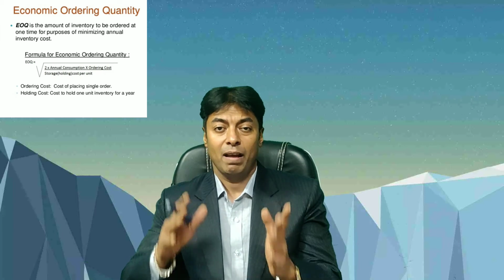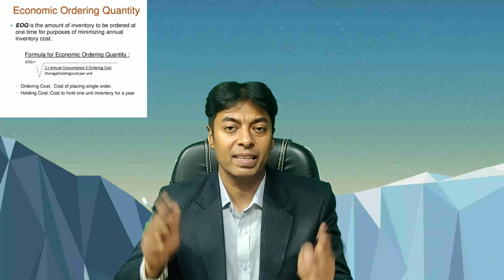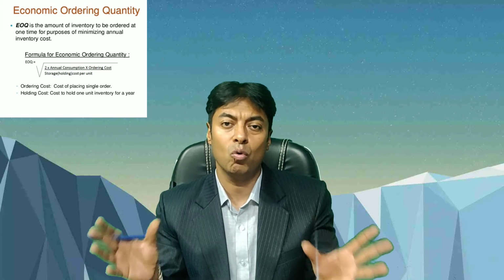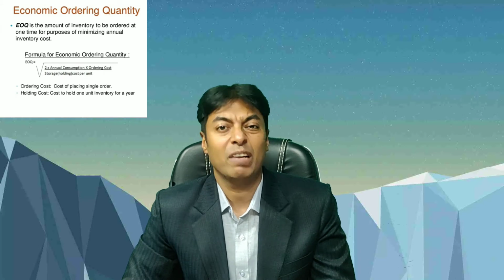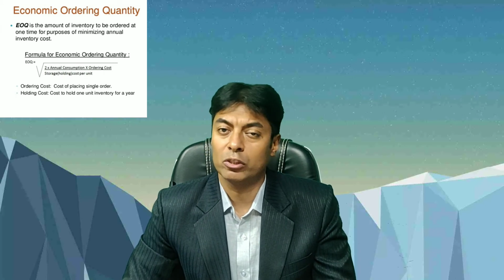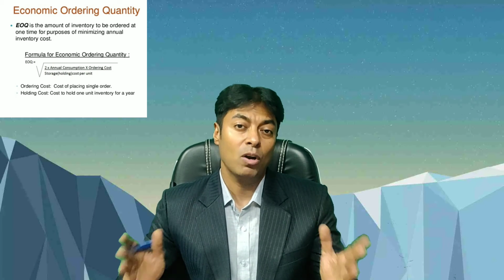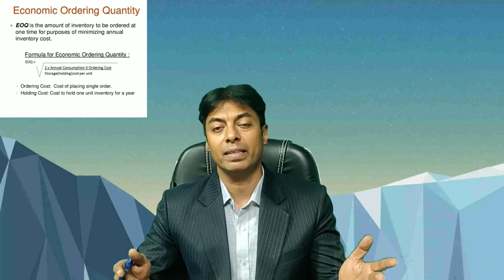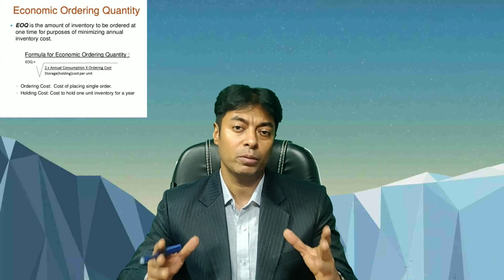But as I said, we are going to learn all these technicals in our coming lectures. Let's just focus on the overview of this course. So economic ordering quantity gives us the optimum number of units to be ordered, while it also gives us the number of orders to be placed in a year and the time between two orders, that should be kept in mind while placing the orders.